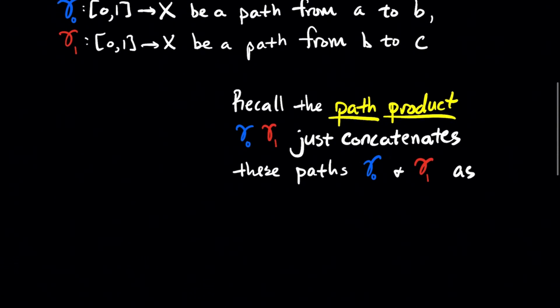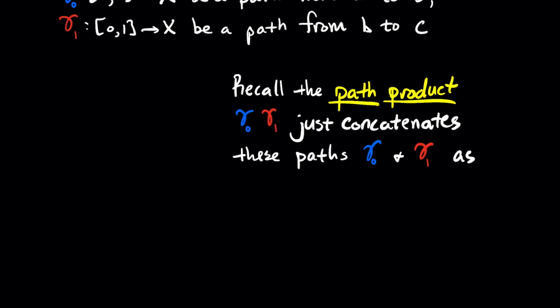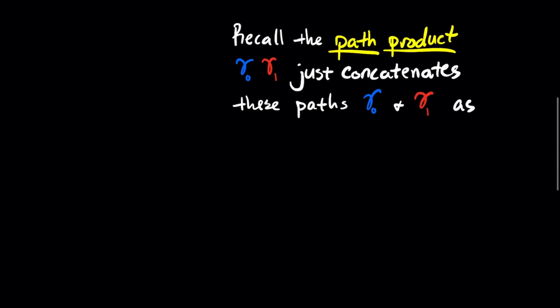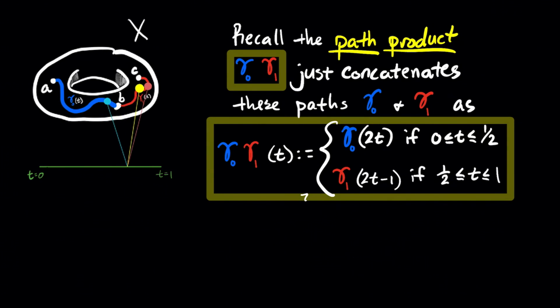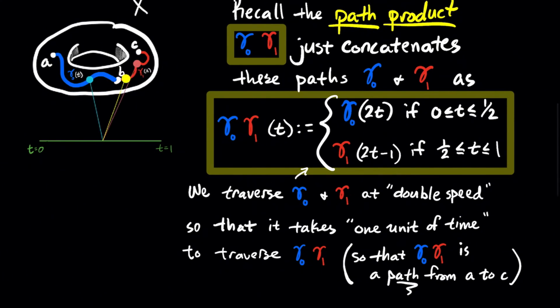Then recall the path product, we'll denote it by gamma naught, gamma 1, just concatenates these paths, gamma naught and gamma 1, as gamma naught, gamma 1 of t. I just need to go at double speed around gamma naught, so gamma naught of 2t if t is between 0 and a half, and gamma 1 of 2t minus 1 if t is between 1/2 and 1. And you can see in my visual to the side that we're just going around gamma naught and gamma 1 both at double speed so that it takes 1 unit of time, if you want to think of the input as time. It just takes 1 unit of time to traverse the concatenation of the two paths.